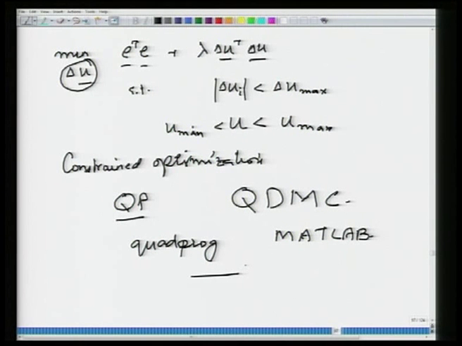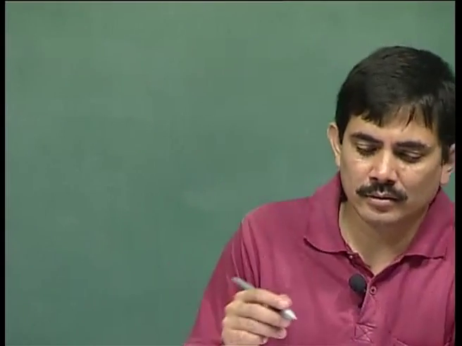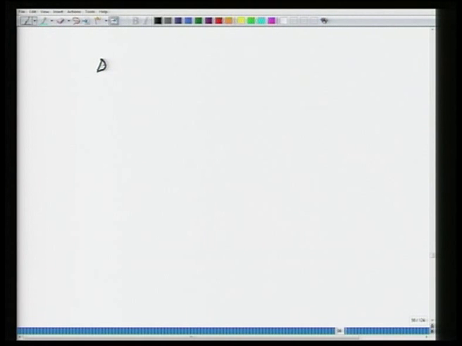Now, whether it is a quadratic program or an unconstrained DMC, I have calculated my delta U, and delta U is actually the small step that I should take right now, the small step that I should take in the next time instant, and so on till delta U m.